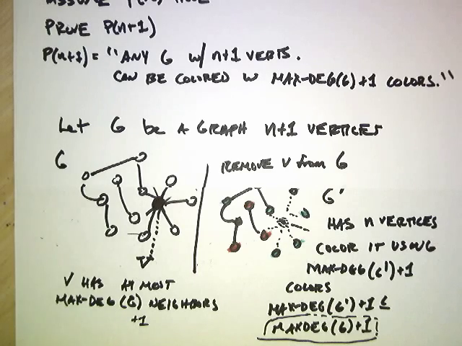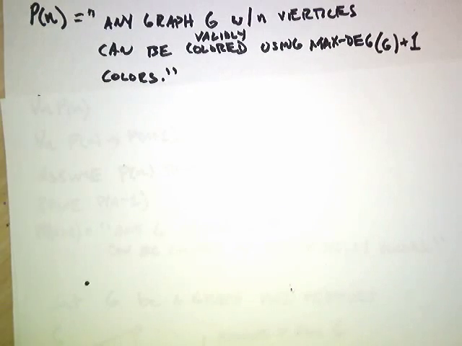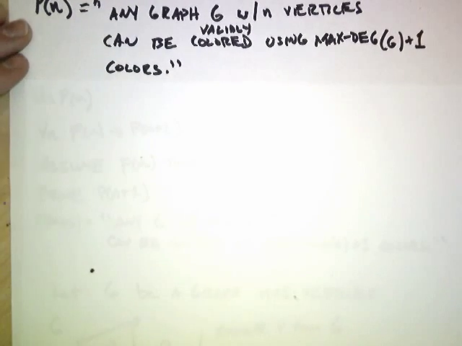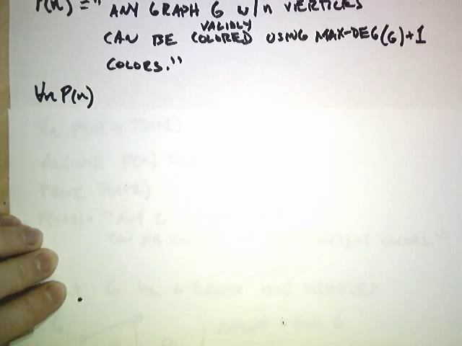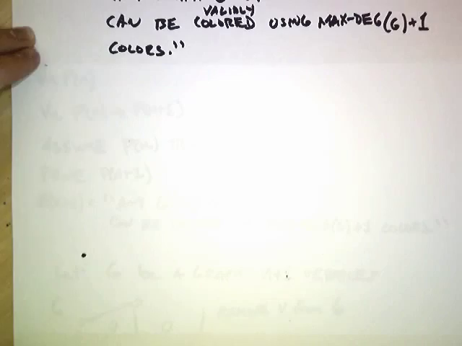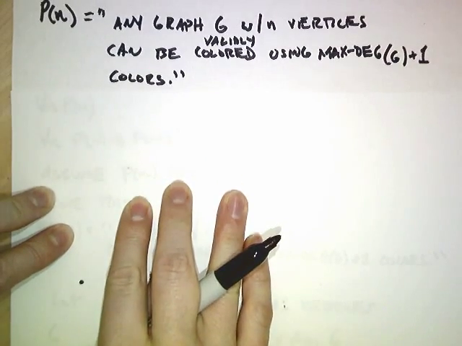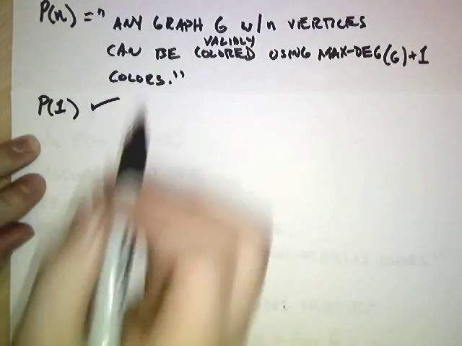Okay, so let me try and show you how a more formal proof would be written. So remember, we want to prove that for any graph G with n vertices, it can be validly colored using max degree of G plus 1 colors. And so we want to show for all n, P of n is true. And we know in a proof by induction, you actually need to show that for all n, P of n implies P of n plus 1. Okay? So, P of 1, the base case, is very simple. I'll let you check that on your own.